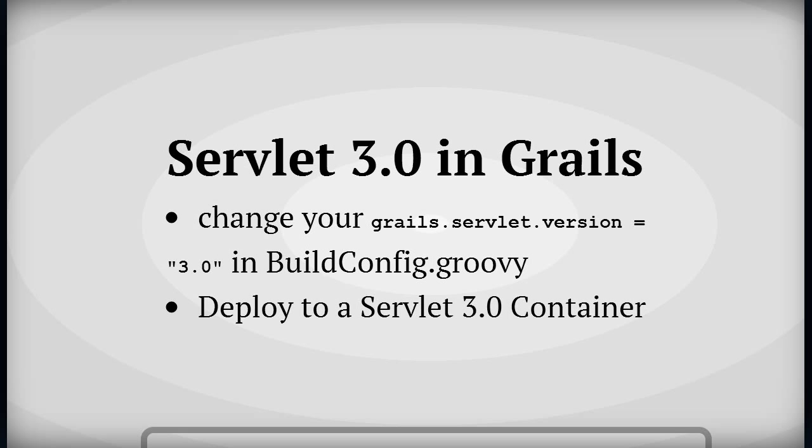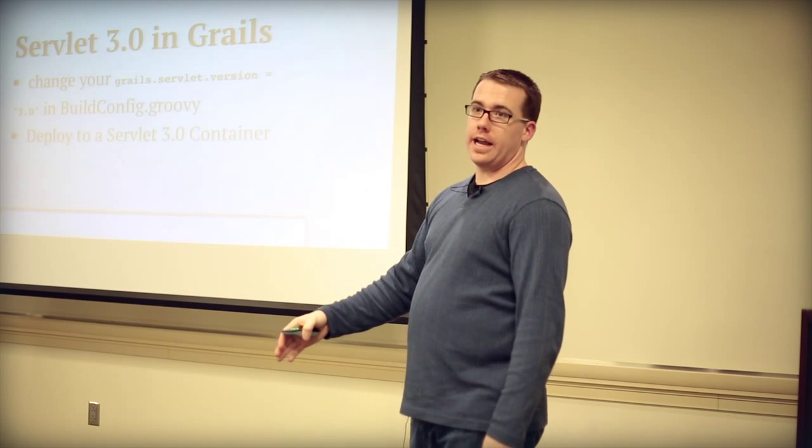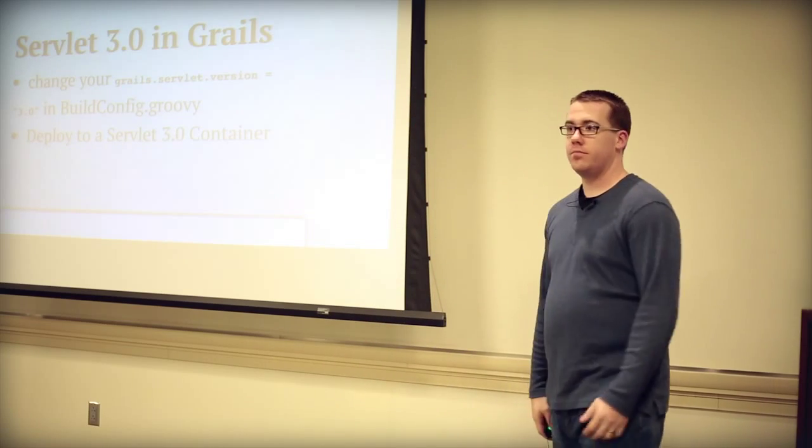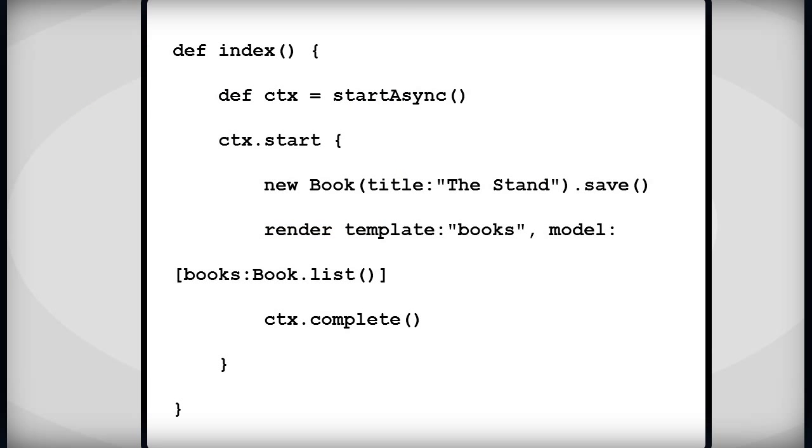So let's go back into the Grails world. Servlet 3.0 in Grails is as simple as changing, in your BuildConfig, grails.servlet.version to 3.0. And then you have to deploy to a container that supports Servlet 3.0. It's pretty simple. So here's an example of doing an asynchronous request in Grails.